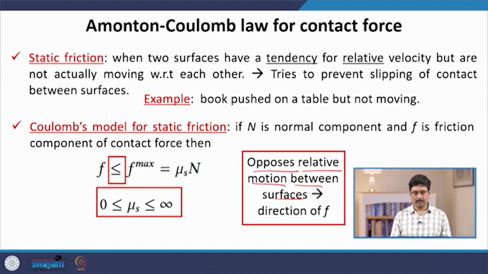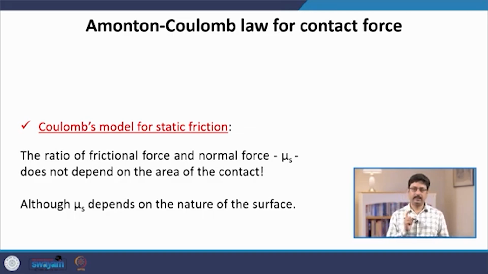Hence, the direction of the friction is given by the simple rule that it opposes the relative motion, or in this case the tendency of relative motion between surfaces, and that sets the direction of F, and usually the direction of F is clear from the situation of the problem that you are trying to solve. Now, the third important point about Coulomb's law of friction is that it is an amazingly simple law. It says that this ratio of the frictional force and the normal force, which is this coefficient mu s, does not depend on the area of the contact.